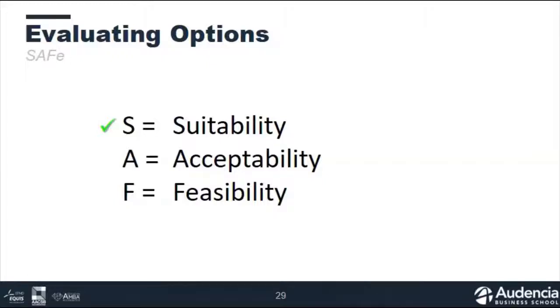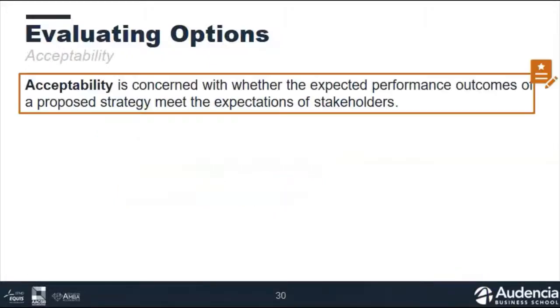Next factor is what's called acceptability. So acceptability is concerned with whether the expected performance outcomes of a proposed strategy meet the expectations of stakeholders. Do we accept it based on performance outcomes? And there's three levels of acceptability, or three factors for acceptability.